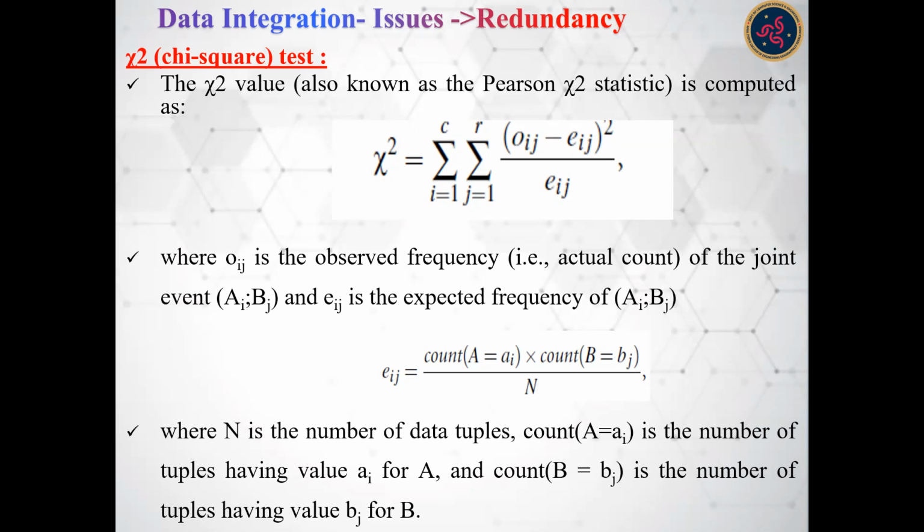Here n, sorry, capital N, is the number of data tuples. The count of Ai is the number of tuples having the value Ai for capital A, and the count of Bj is the number of tuples having the value Bj for capital B. Capital A and B are two different attributes for which we are finding out the relation by using the chi-square test.